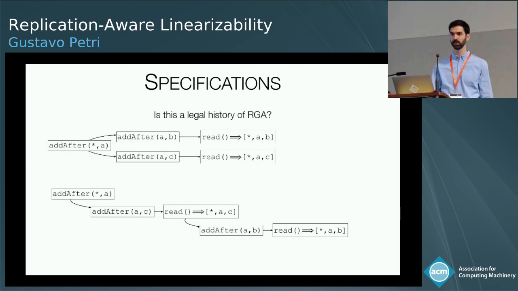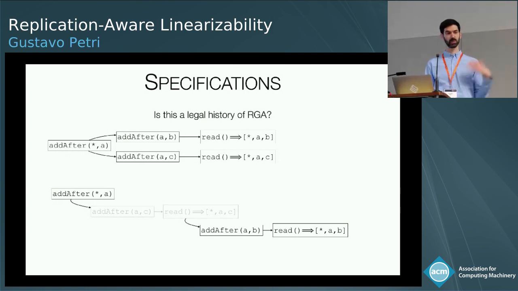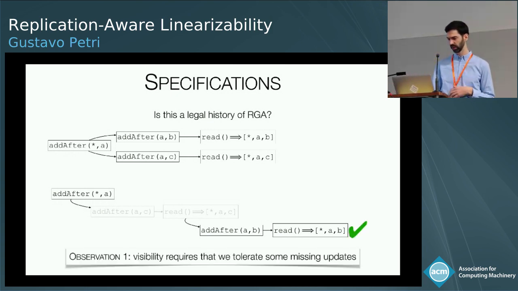And the way we're going to cope with this is by, in our linear history, allowing some operations to ignore some operations in the prefix. So for instance, here, we could just say, okay, for the last read, let's pretend that these two things didn't happen. So we still have a linear history, but we're allowed to ignore some things that had not been propagated at that place yet. All right, so now this is good. And this is the first observation: the fact that visibility is not total requires us to tolerate some missing updates.